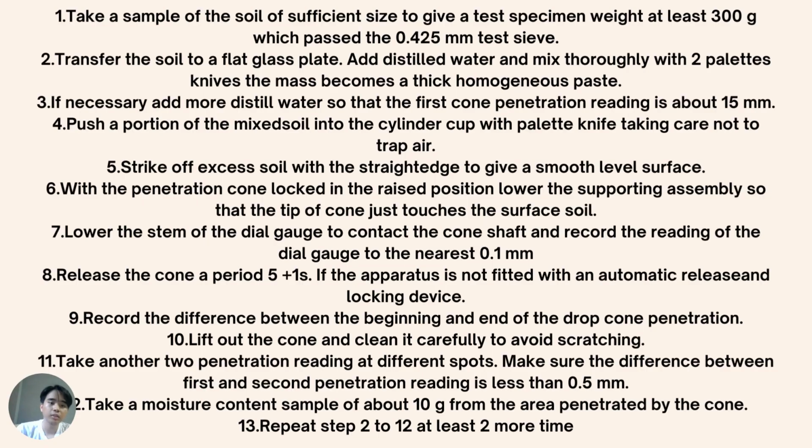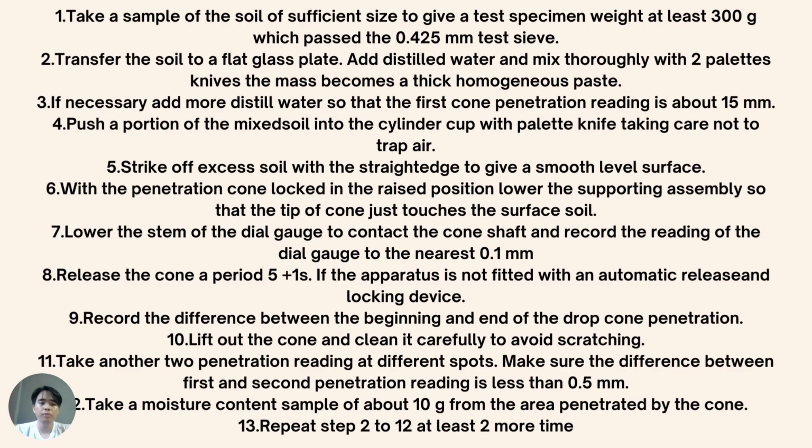Procedure. First, take a sample of the soil of sufficient size to give a test specimen weighing at least 300 grams which passes the 0.425 mm test sieve. Second, transfer the soil to a flat glass plate, add distilled water and mix thoroughly with two palette knives. The mass becomes a thick homogeneous paste. Third, if necessary, add more distilled water so that the first cone penetration reading is about 15 millimeters.